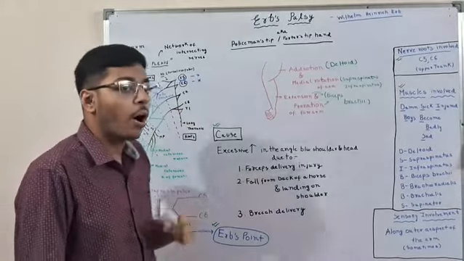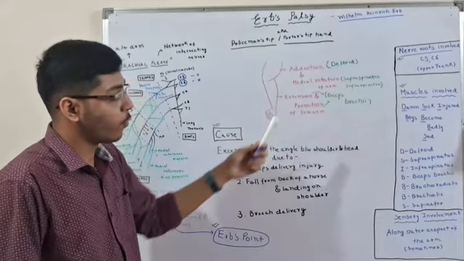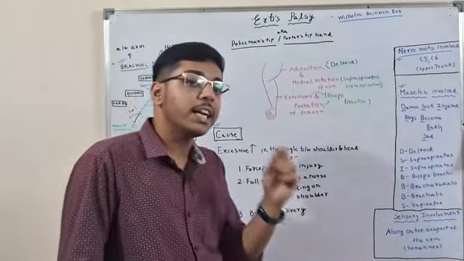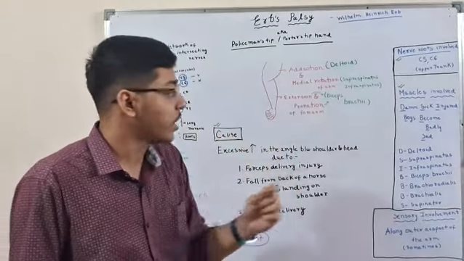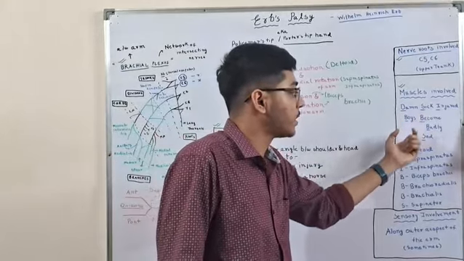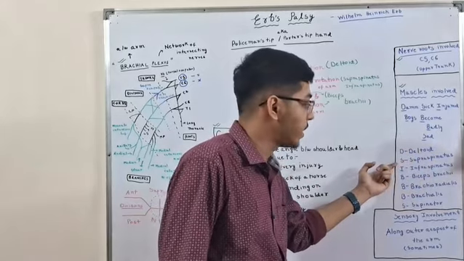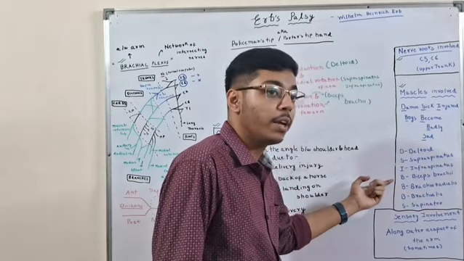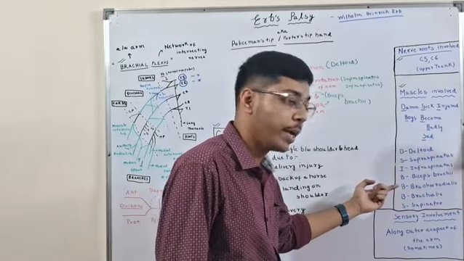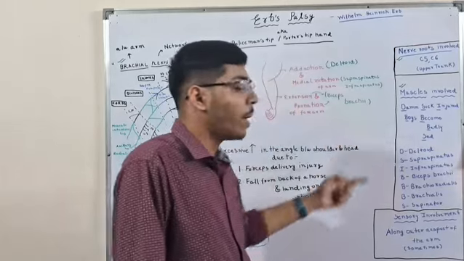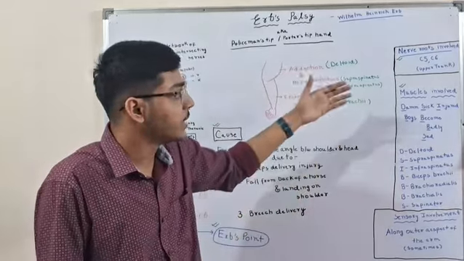So what are all the muscles involved in this Erb's palsy? We can easily remember this by a mnemonic: damn sick injured boys become badly sad. D for deltoid, S for supraspinatus, I for infraspinatus, B for biceps brachii, B for brachioradialis, B for brachialis, and S for supinator.